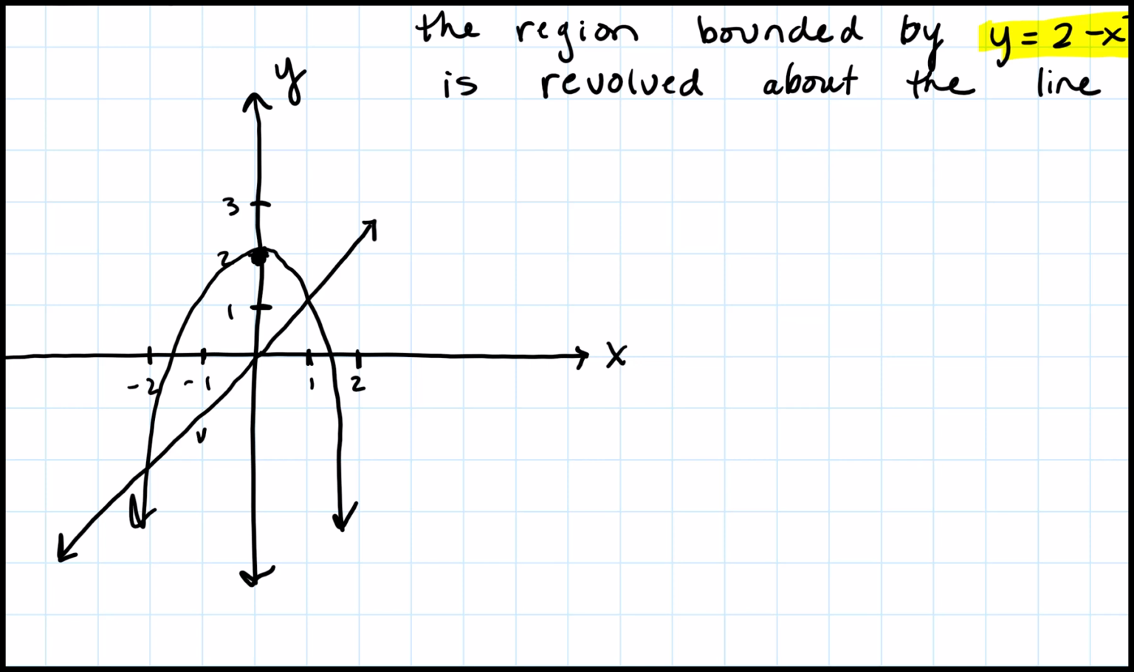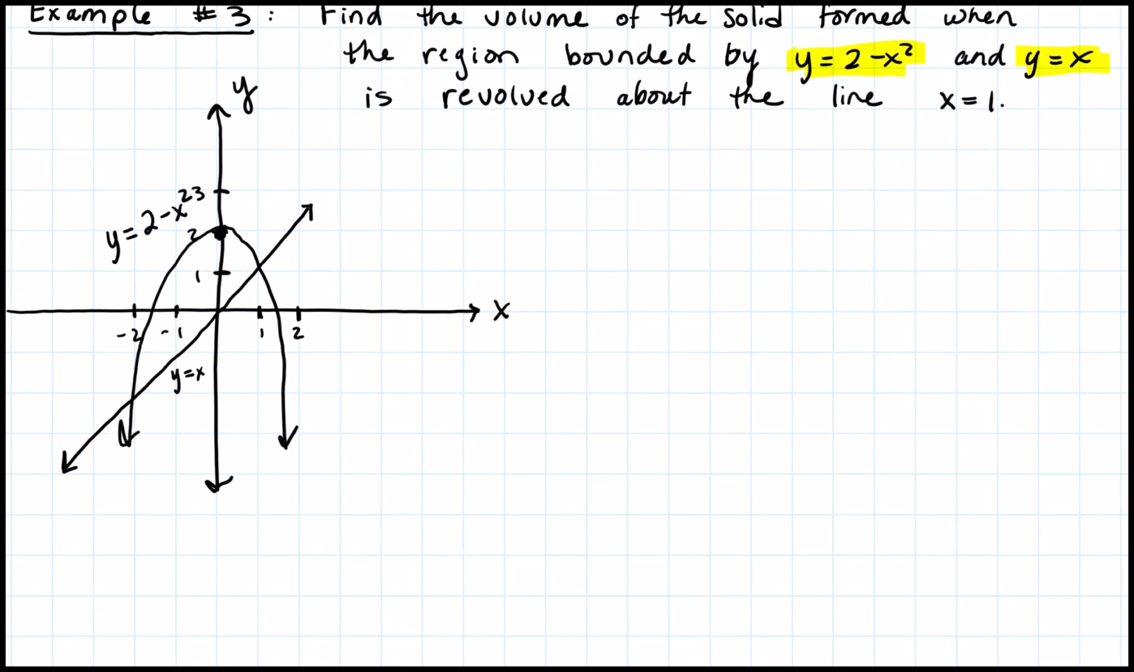Would be this line. So here's y equals x. Here's y equals 2 minus x squared. And let's figure out where those... I'm going to get rid of that 3 on the y-axis. Looks like I was raising x to the 23rd, but it's actually just x squared. Let's go ahead and figure out where those intersection points are. I actually think I graphed it fairly decently, but that's our region and we're going to revolve it.